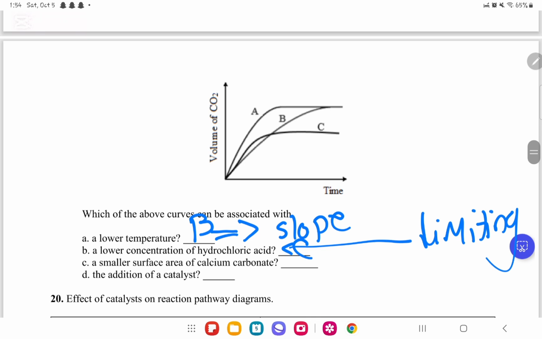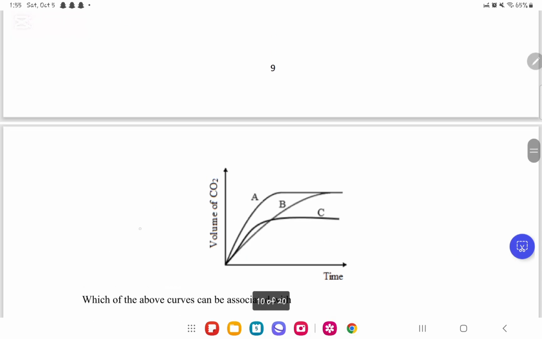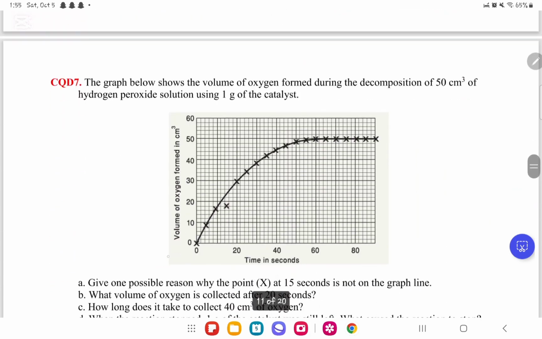Then, a smaller surface area of calcium carbonate. Definitely the surface area only affects the slope. So a smaller surface area will have a lower slope, so B. And finally, the addition of a catalyst. Definitely the addition of a catalyst will increase the slope, so it is going to be A. So this is it for CQD number 15.